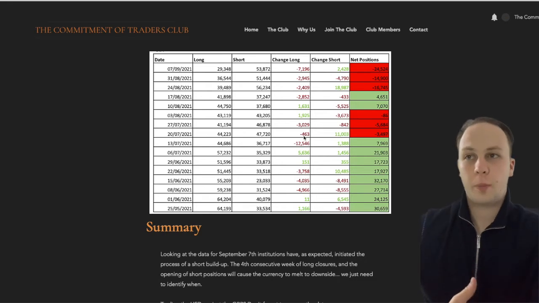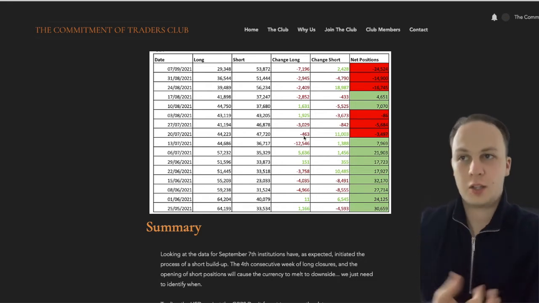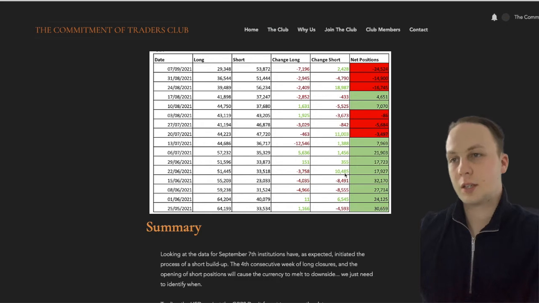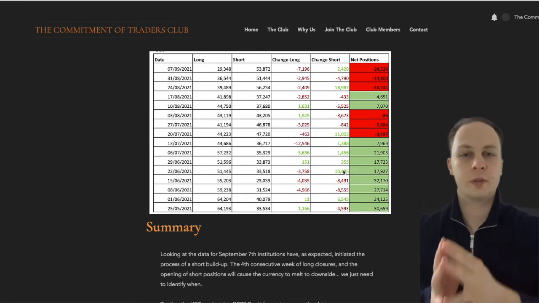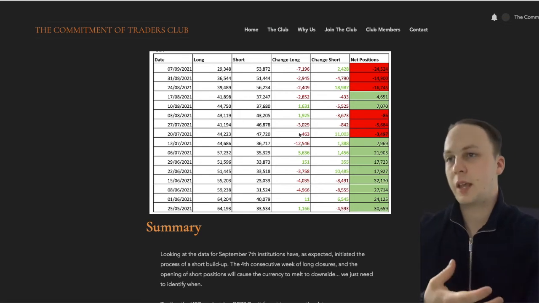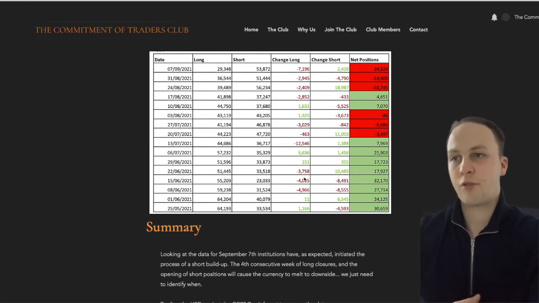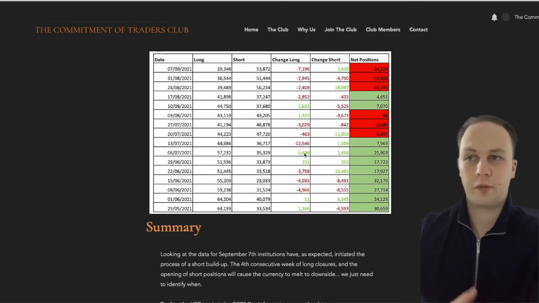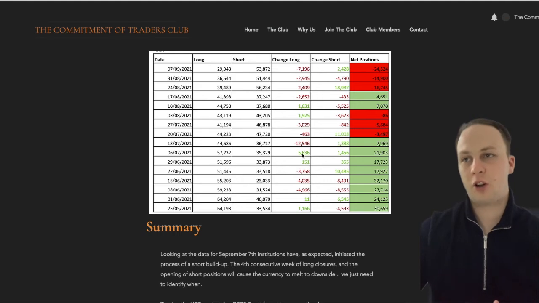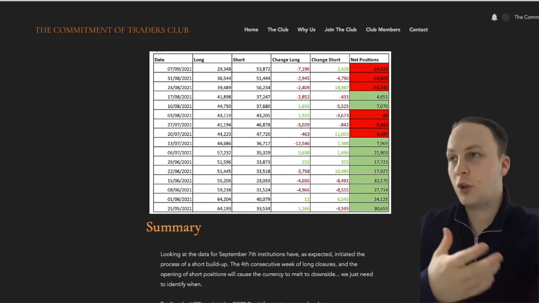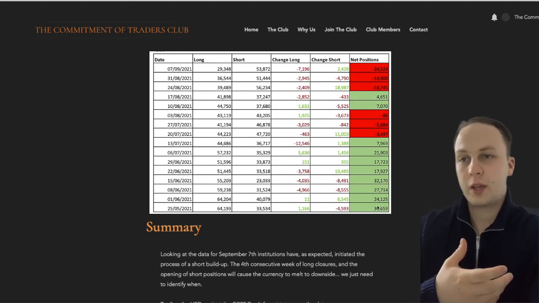Now that's all well and good, but using this tool we need to look at the past data as well, and what that tells us is that for the past 4 or 5 weeks, institutions have opened short positions and then subsequently closed out several long positions, on occasion opening some positions to hedge against the short positions they're opening.